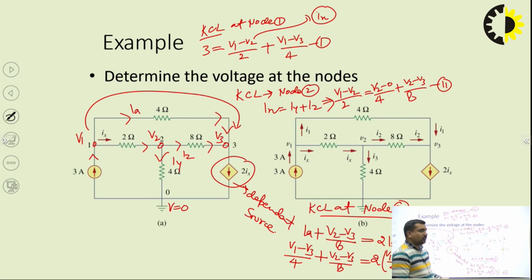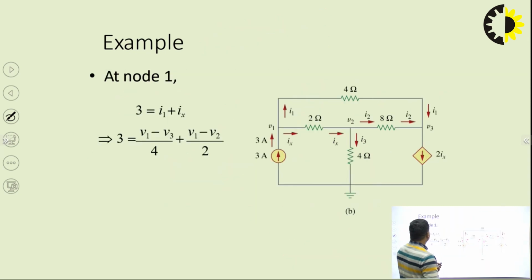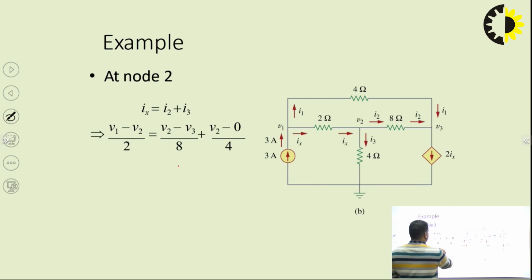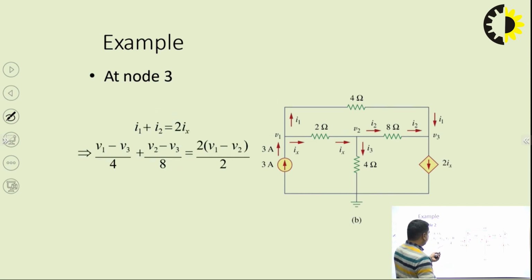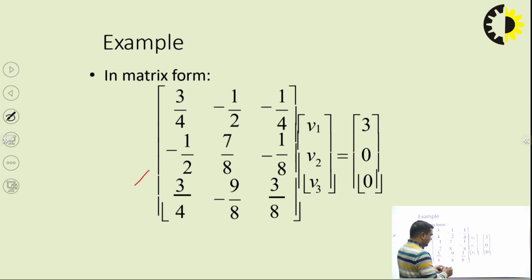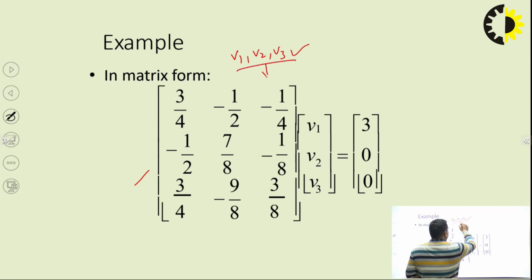So, here we have derived 3 equations, and we have 3 unknowns, that is V1, V2 and V3. After solving the equations, we can get the values of V1, V2 and V3, and after getting them, we can get the value of Ix or any branch current. Okay. The similar thing that I discussed at node 2 and node 3 can be written in the form of a matrix. After solving the matrix, you can get the values of V1, V2 and V3. And after getting these values, we can get I1, I2 and so on.